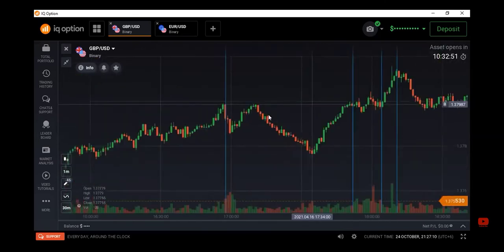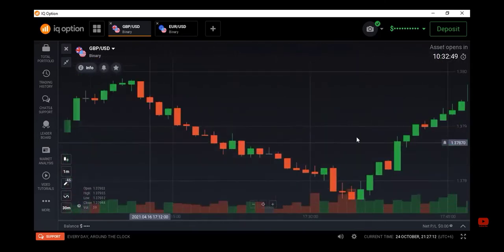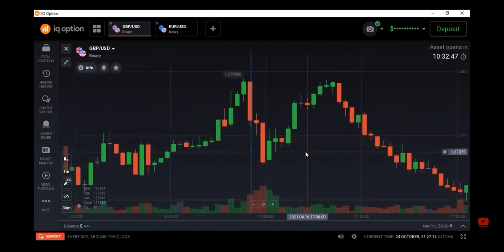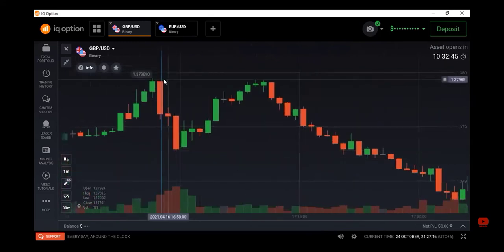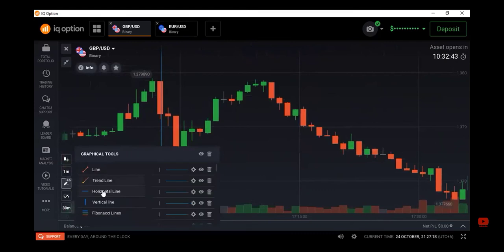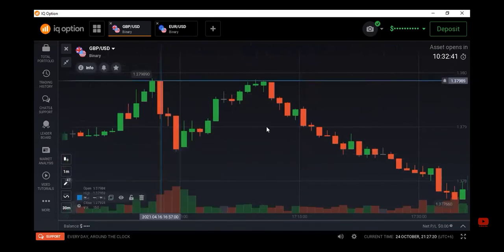So see here. It's a resistance level previously. So market starts from here, two candles, one, two, three candles, one, two, three, four candles. So shorter to longer. And when market came to this resistance level, again market started falling down.